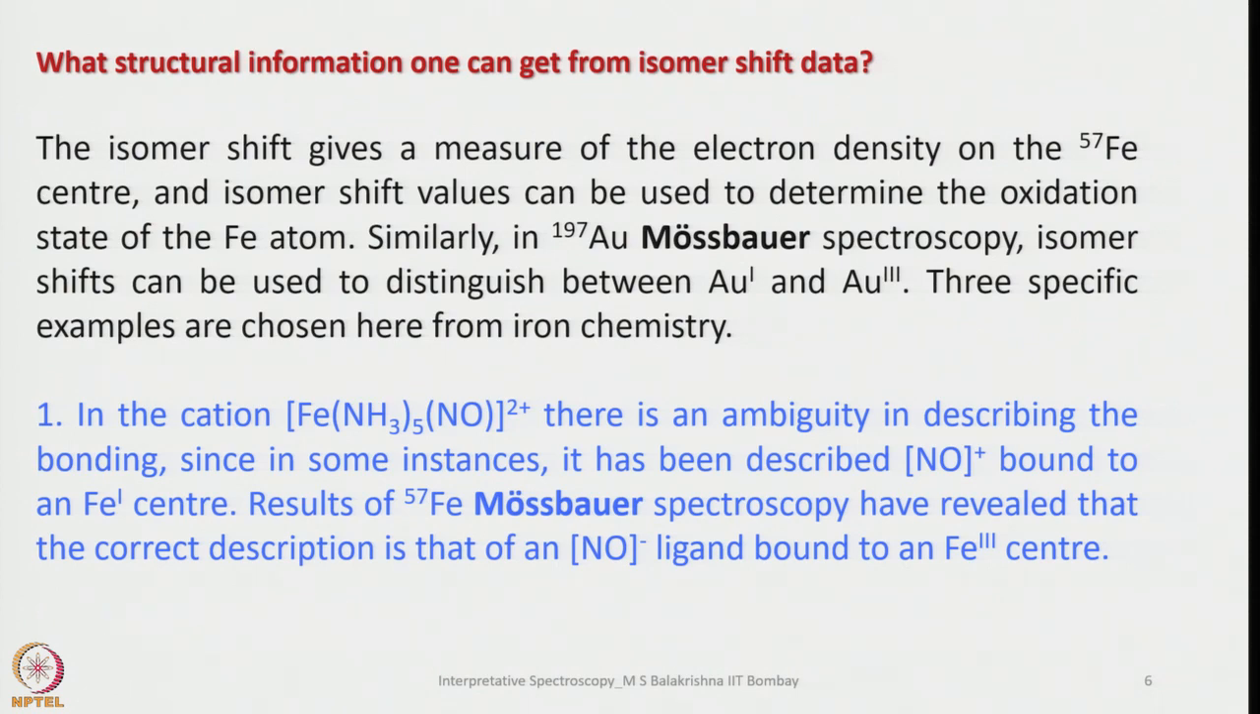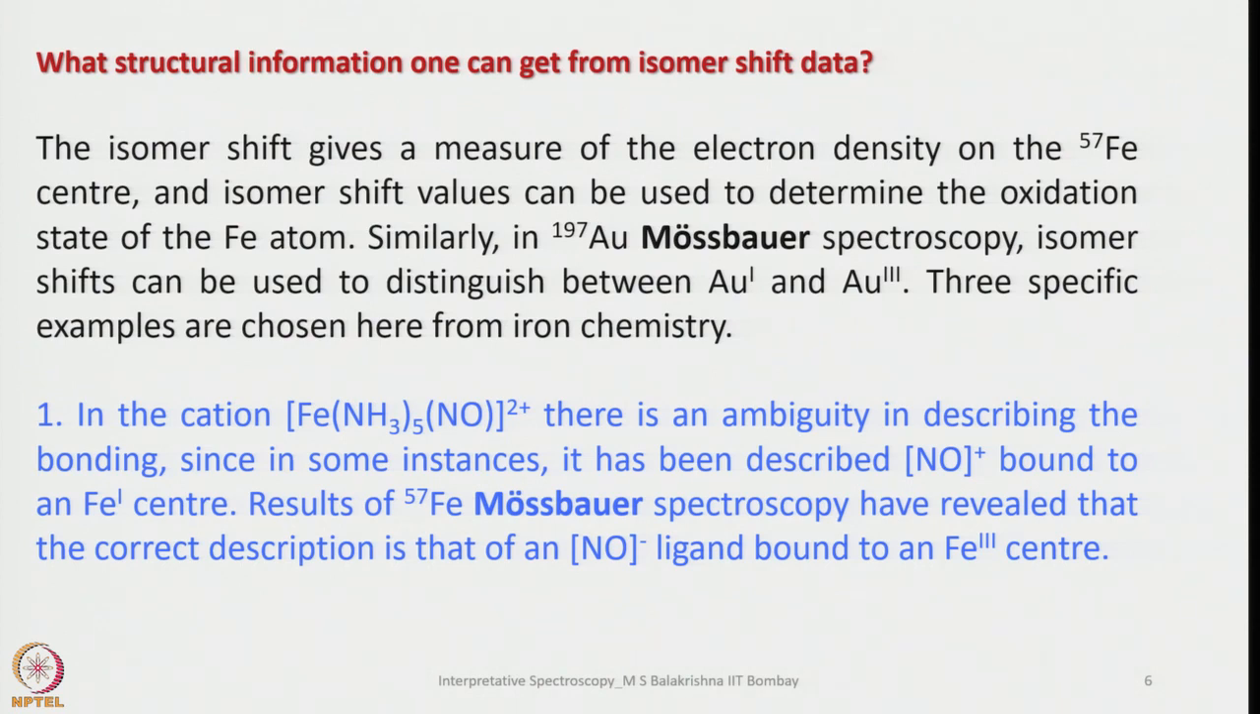Once it gives it up, your NO bond will be triple and stabilized, as a result it readily forms a cation. Hence, when it comes to the metal, the assumption is that the oxidation state decreases by one unit. That's what is told here: iron 2 on addition of NO, assuming it is NO plus, turns its oxidation state from 2 to 1. Results of 57 iron Mössbauer spectroscopy have revealed that the correct description is not NO plus, in fact it is an NO minus ligand bound to an Fe3 center.